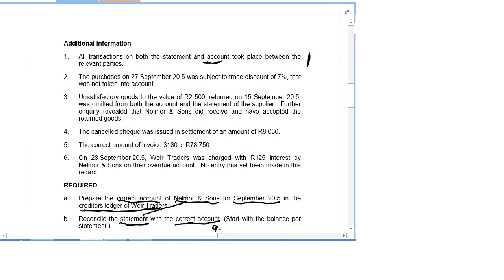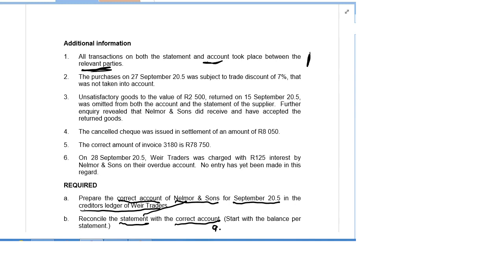The first thing they tell me in the additional information is that all transactions on the statement and in the account were between the two relevant parties. The reason they tell us that is sometimes the transaction might get recorded, but it's for a different creditor, and then obviously it doesn't belong in that account. That all the transactions we see are between Weir Traders and Nelmore & Sons. So that's what that's telling us.